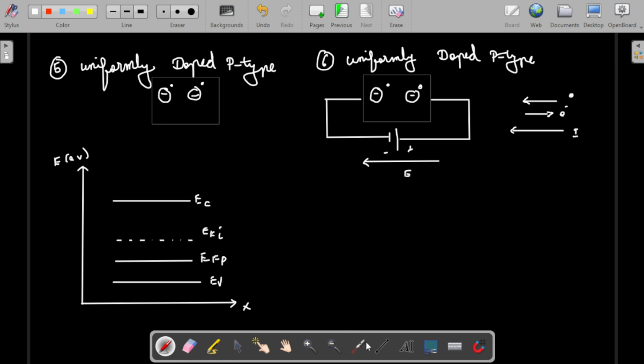So let's see how it is affecting the energy band structure. I hope you guys are able to draw it. So please pause the video and try to draw it. If you guys are able to achieve it, please ping in the comment section that you are able to draw it. Then I will be happy. So the variation will be in this direction because it is positive and negative here, right? So drifting will be in this direction.